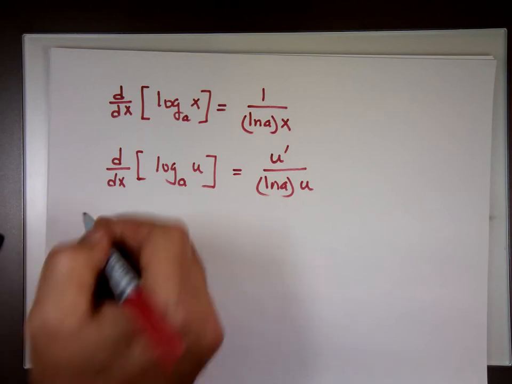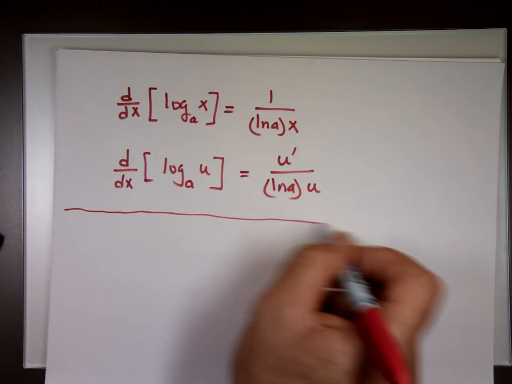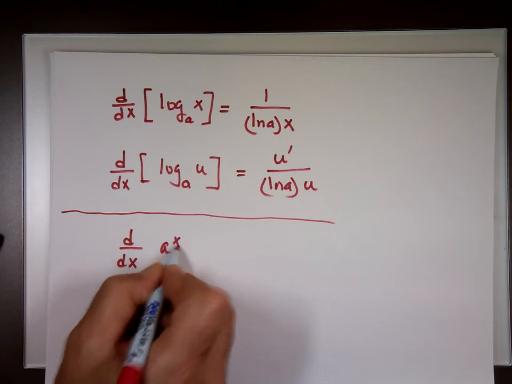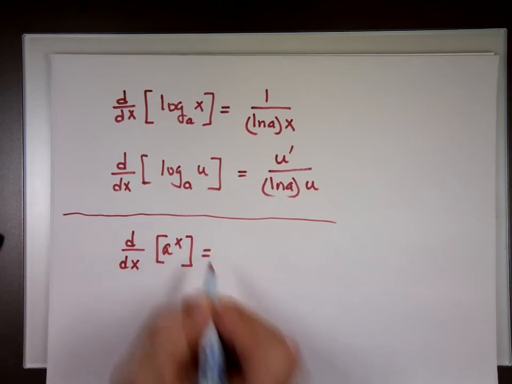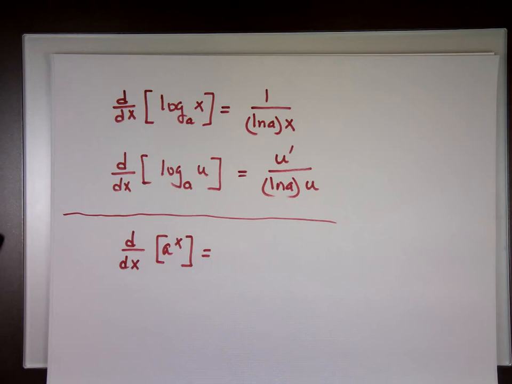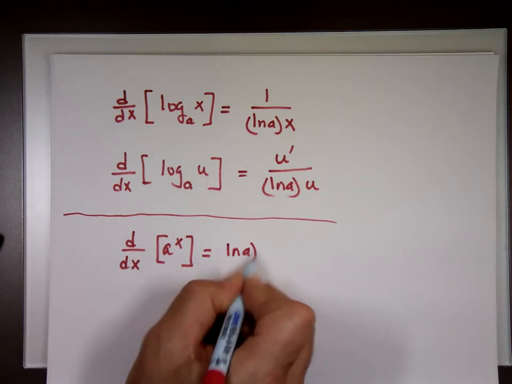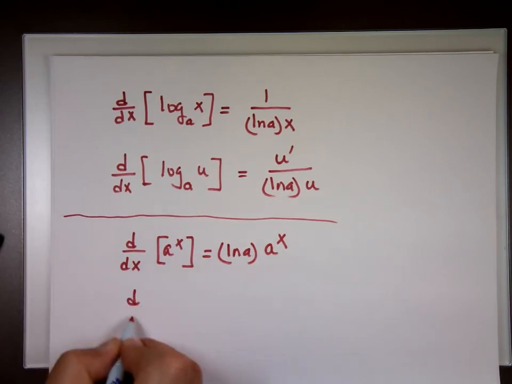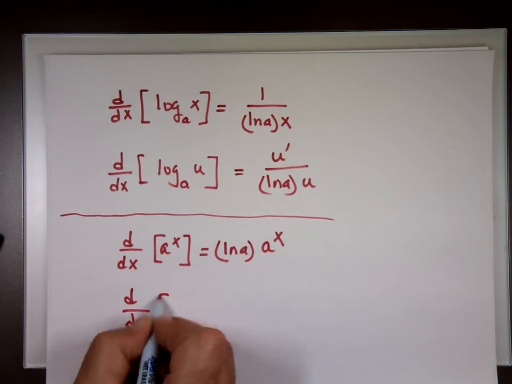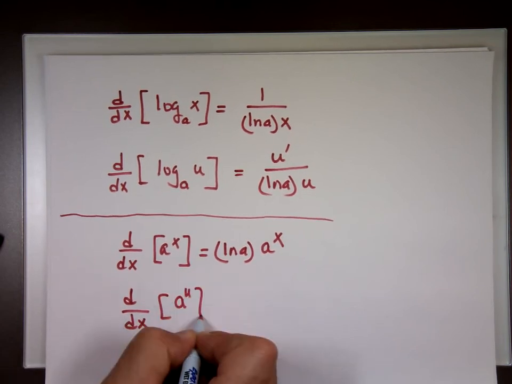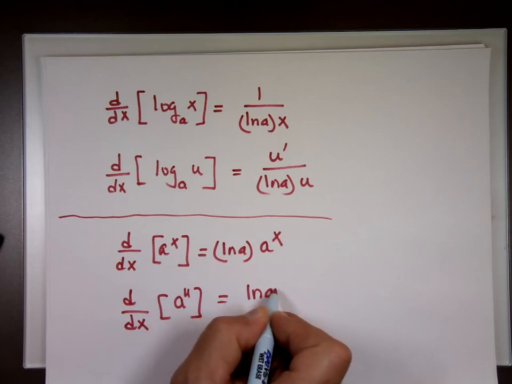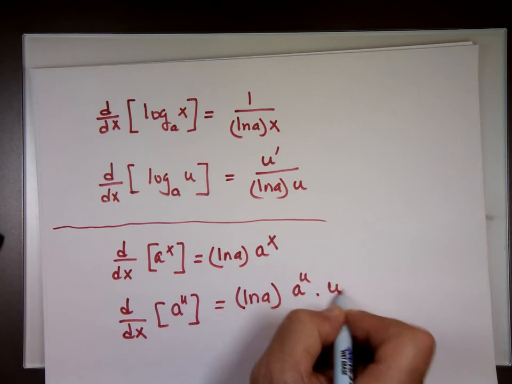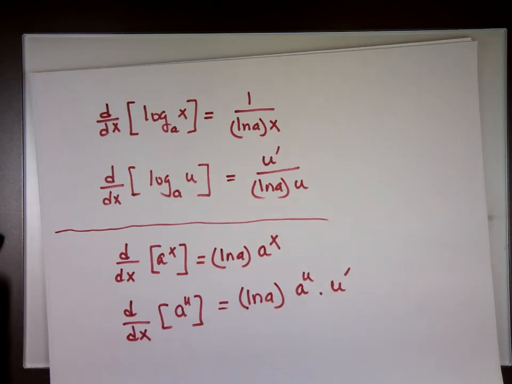And I'll do one more because the book seems to bring them here. We did e to the x, but what about if it's not e to the x, if it was a to the x? Any number to the x. That's the natural log of a times a to the x. And the derivative of a to the u is the natural log of a times a to the u times u prime. And that's all of the ones.